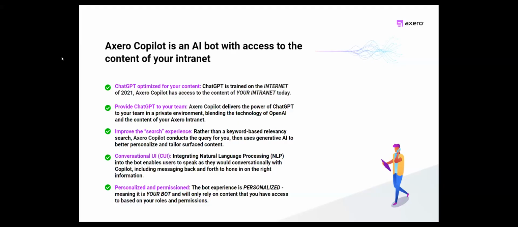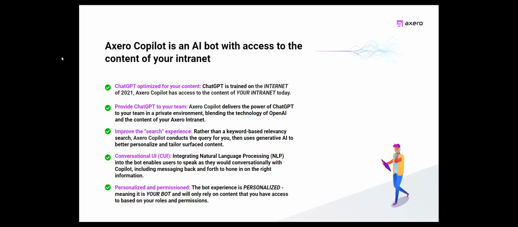What's really cool about Copilot and the GPT technology is that it knows what information it gave you in prior messages, so it can reference back to that information as you go back and forth with it conversationally.